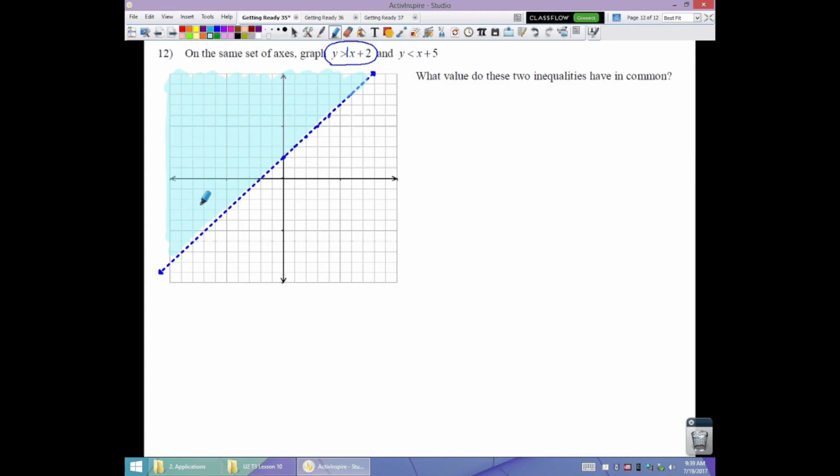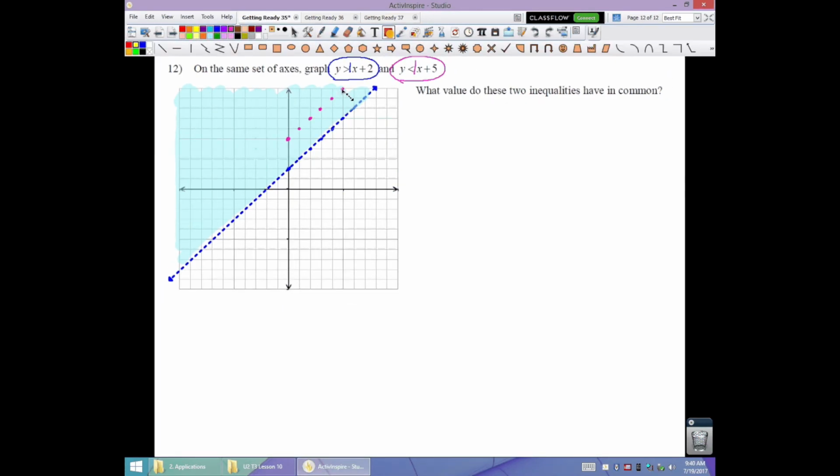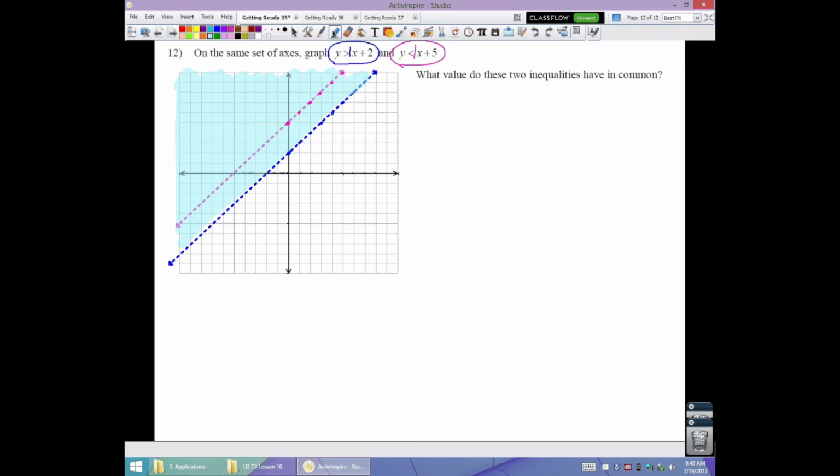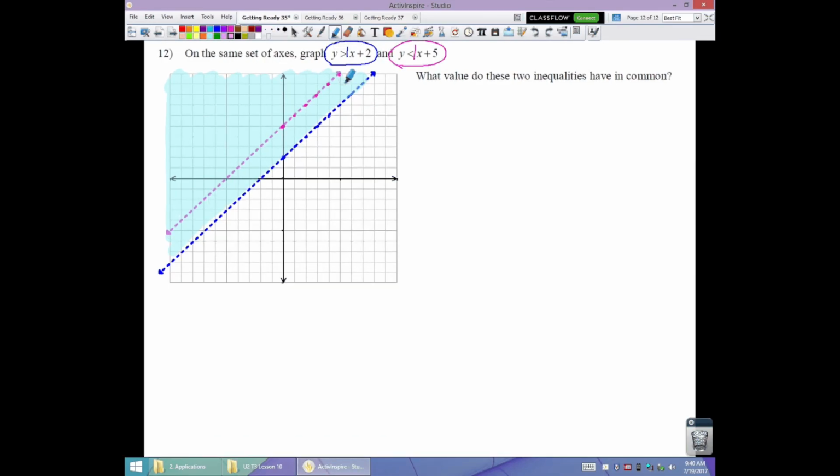Okay, we'll do this other line in pink to differentiate it. This one has also a slope of 1, but now a y-intercept of 5. So y-intercept 2, 3, 4, 5. Slope of 1 again. So 1, 1, 1, 1. Also a dotted line. Did I get crooked there? Okay. And this one shades below that line. So we will shade everything under the pink line.